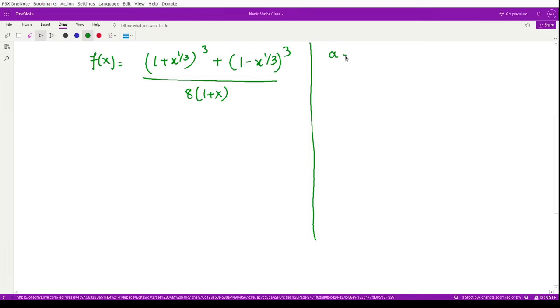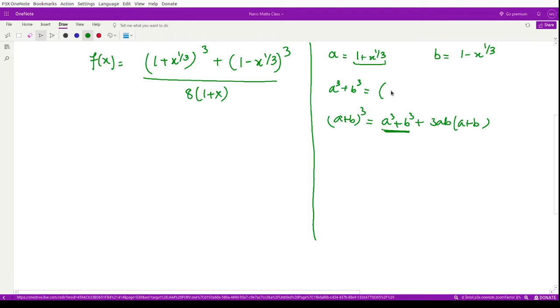So if you assume a to be (1 plus x) to the power 1 by 3, I'm calling that a, and I'm calling b to be (1 minus x) to the power 1 by 3. So you could see the pattern here, a cube plus b cube. So we know this formula for a cube plus b cube. We can have its value obtained using (a plus b) whole cube. So what is (a plus b) whole cube? It is a cube plus b cube plus 3ab(a plus b). Accordingly, a cube plus b cube comes out to be (a plus b) whole cube minus 3ab(a plus b).